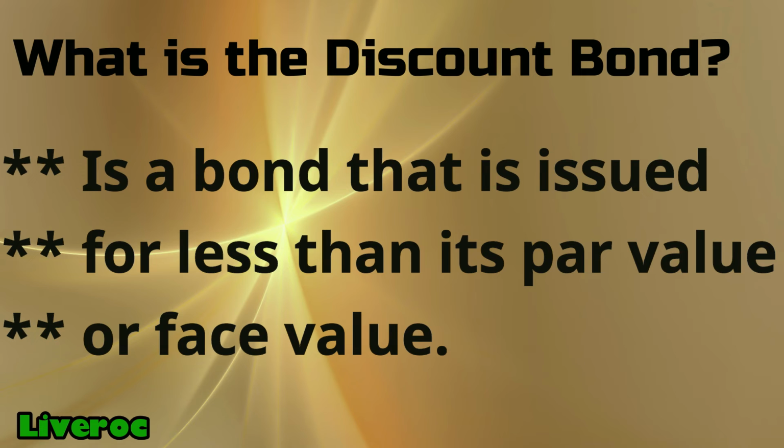A discount bond is a bond that is issued for less than its face value. Sometimes we call the face value the par value. So it's basically a bond that is issued for less than its face value or its par value. It is a bond that trades in the market for less than its face value, which means it trades probably in the secondary market. When it trades there, it will be trading at less than its face value.